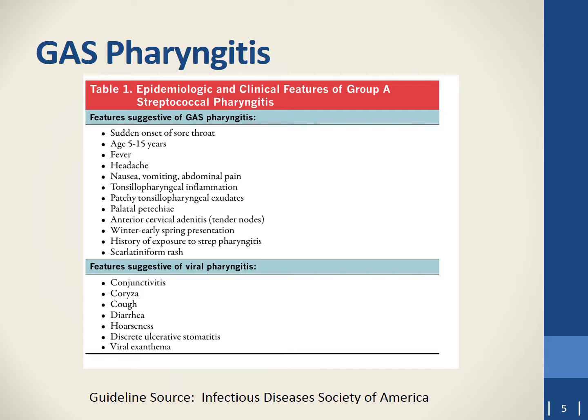Oftentimes you'll have someone have an index exposure as well. So a parent will bring a child in and say that someone in the class that the child is in is out with strep throat. It's a very easily spread infection. If you have someone who has conjunctivitis, coryza, cough, diarrhea, more hoarseness, and more of that viral exanthem type rash, again, those are more suggestive of viral pharyngitis, and it would point you to the direction of evaluating them from that angle.